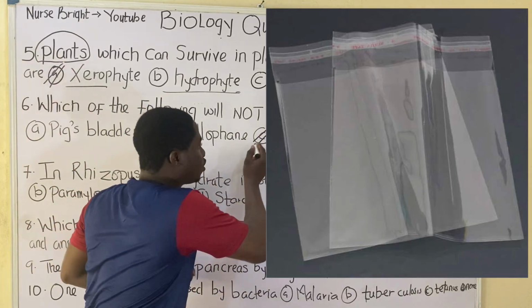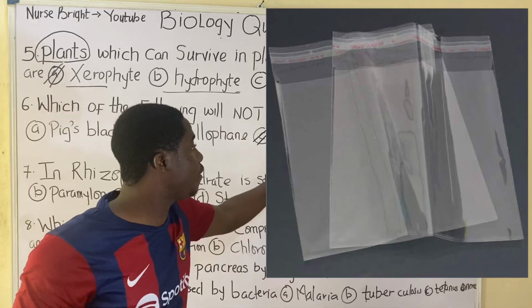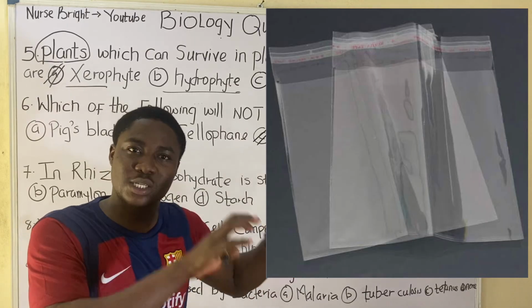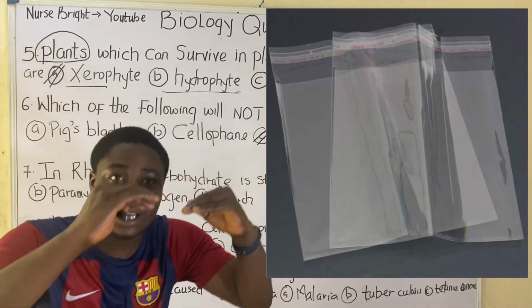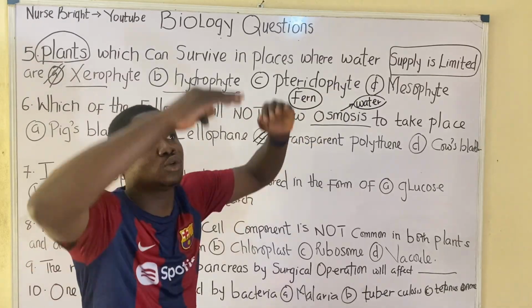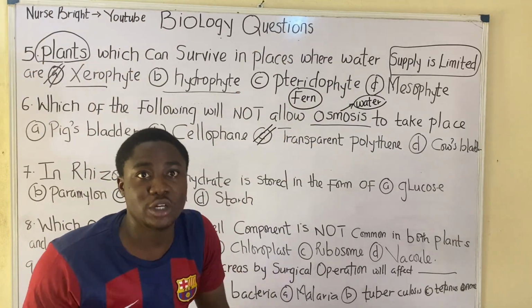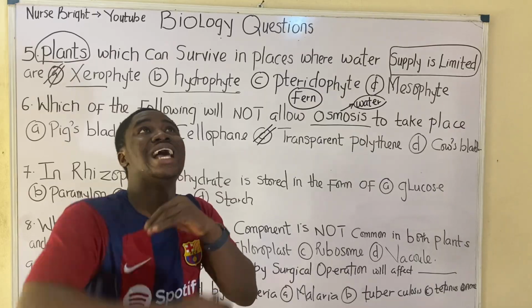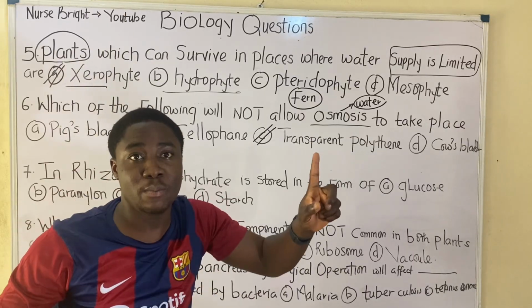So the answer to this question is option C. I'm going to put a picture of a transparent polythene so you see what I'm talking about. Where others can actually allow substance to pass through them, but for this, it cannot. And we already know that osmosis has to do with the movement of what? Water. From a region of what? Lower concentration to a region of what? Higher concentration through a semi-permeable membrane.